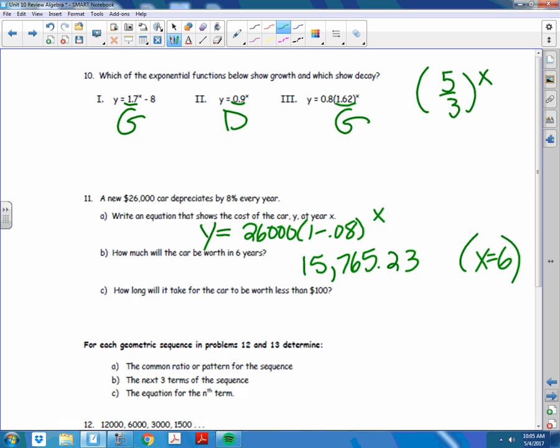Now, when does it become less than 100? That's another thing where you have to punch it into your y equals. You go to the table and you see at which year it becomes less than $100. And that is in the 66th year. Oh, I'm sorry, 66, my bad. 66th year. Sorry about that.